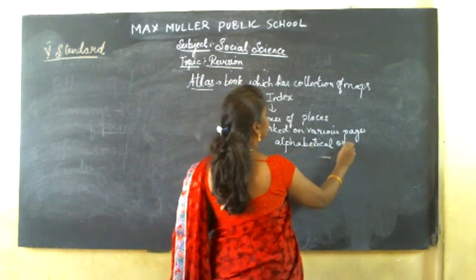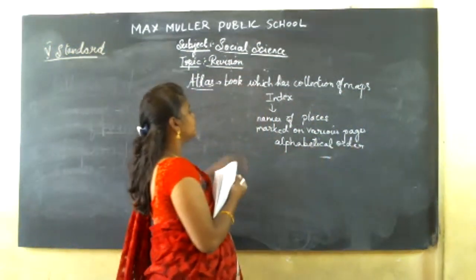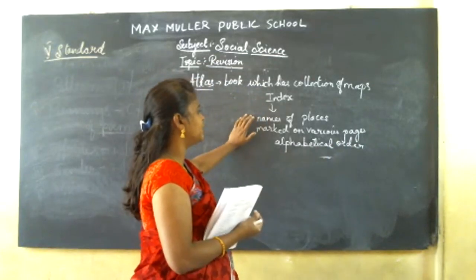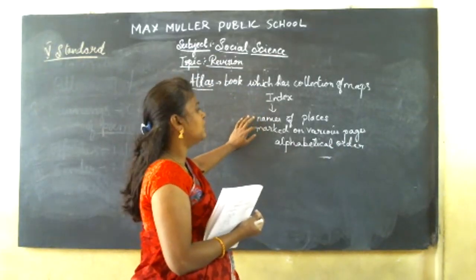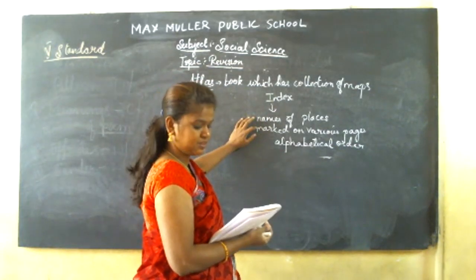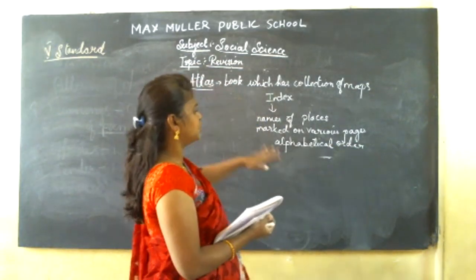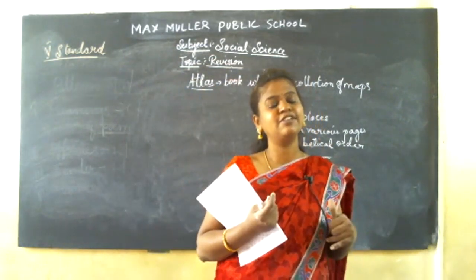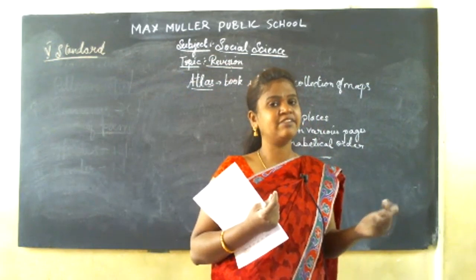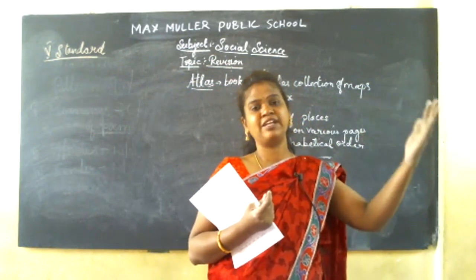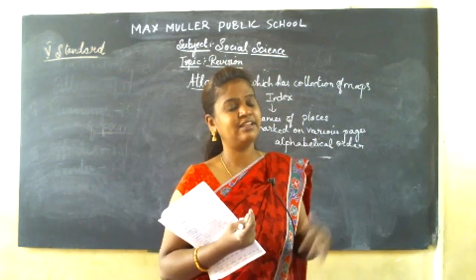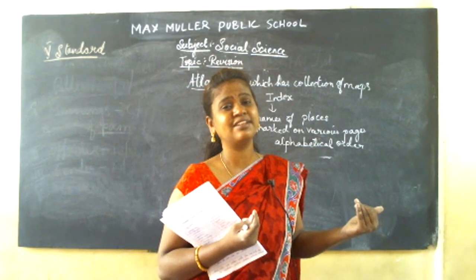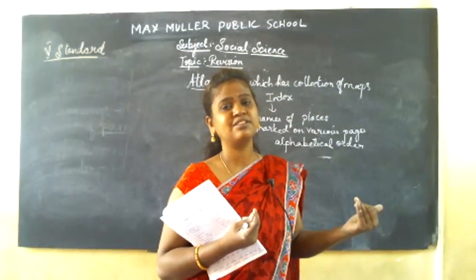So in an atlas, the small section called index helps in showing the names of the places which are marked on various pages of the atlas, in alphabetical order. You all know how the index is given in alphabetical order. It just starts from A to Z. Under each letter, you can see some of the places like deserts, rivers, countries, oceans, seas, etc.